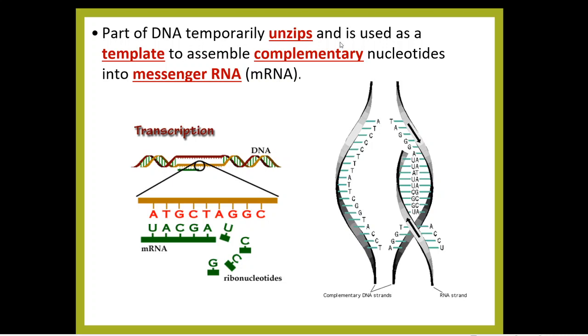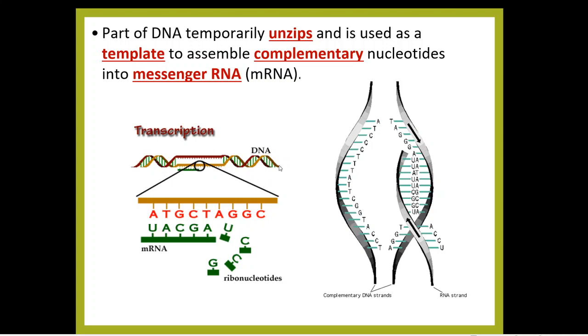Part of DNA, just like in replication, will unzip, just like when we talked about when it replicated. But now, instead of the whole strand unzipping, just a portion of it unzips. Okay, and it is used as a template to assemble complementary nucleotides into what we call messenger RNA. So they are the messengers that are going to go outside the nucleus and go to the ribosomes.